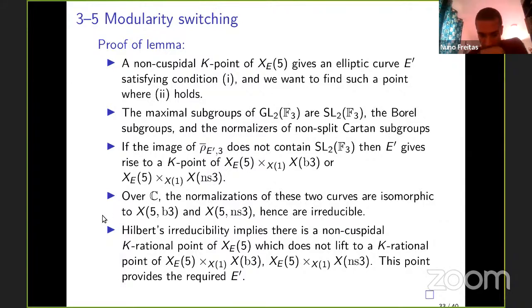Now that we know this, we apply Hilbert's irreducibility theorem to conclude that there will be some K point in X_E(5) that does not lift to a K point in either of these two fiber products. In that case, the mod 3 representation of E dash is large enough. Okay, so I think this is a good place to stop. We have run out of time, but it's a nice place to stop.